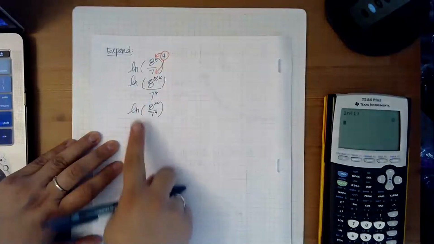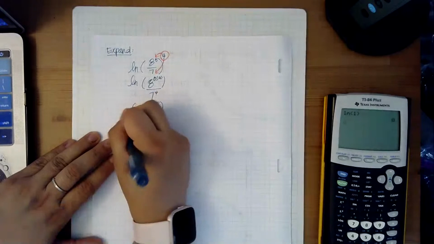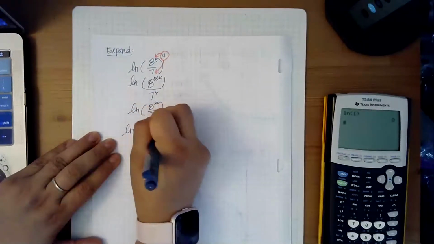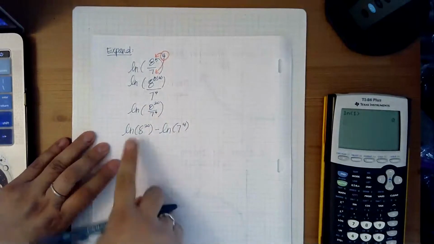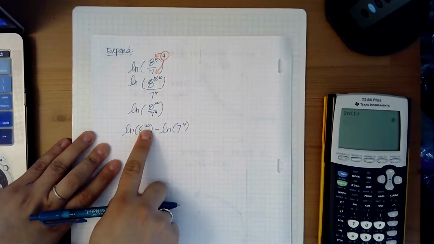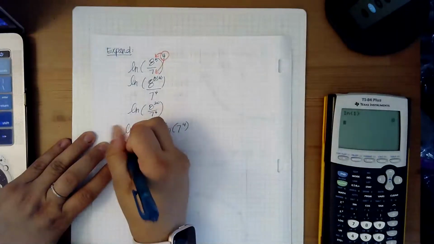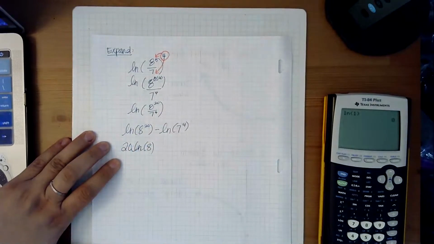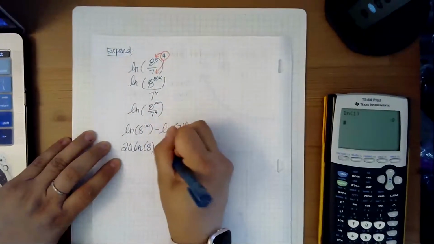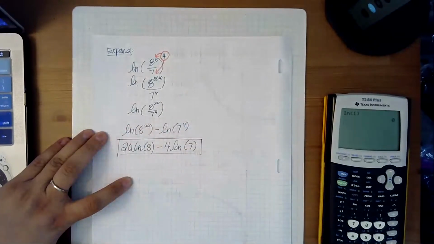So now I'm really going to expand. Remember, subtract is the rule we're going to use here. So I now have ln of 8 to the 20 minus ln of 7 to the 4th. And my last rule would be the power-to-coefficient rule, where my power now becomes a coefficient in the front. So my final answer is going to say 20 ln of 8 minus 4 ln of 7. And that is my final answer.